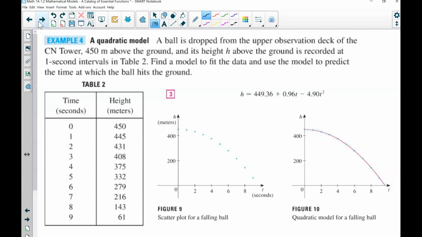So in the following example, we're going to use a quadratic function to model the fall of a ball. In this question it's saying that a ball is dropped from the upper observation deck of the CN Tower, 450 meters above the ground, and its height h above the ground is recorded at 1 second intervals, which you can see is in table 2.